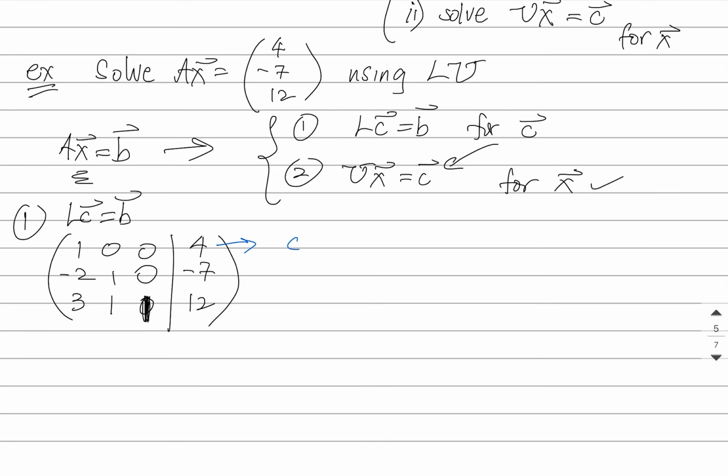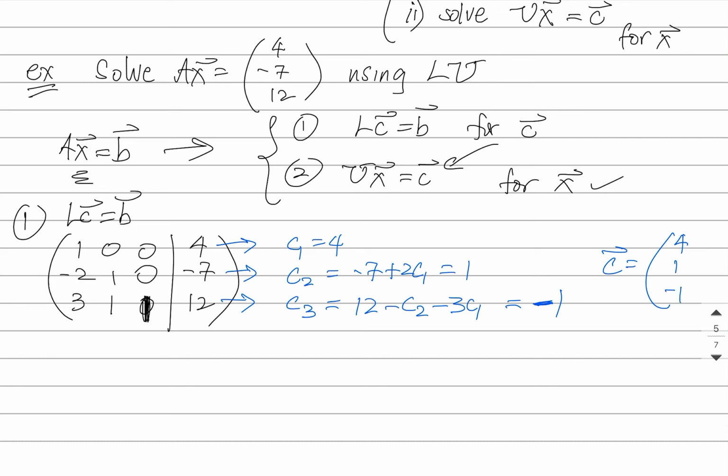Very easy. C1 is 4. This tells me that C2 is negative 7 plus 2C1, so that's going to be 1. And this tells me that C3 is 12 minus C2 minus 3C1. I already know all those values, so I'll have 12 minus 1 minus another 12, so I'll get a negative 1. So this vector C, which wasn't part of the original problem, is this.